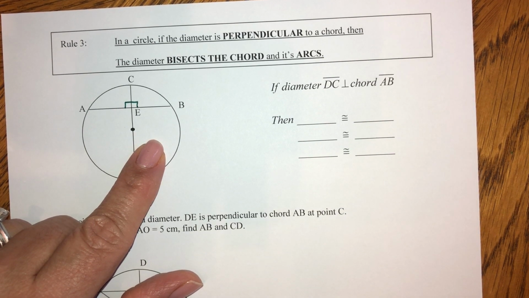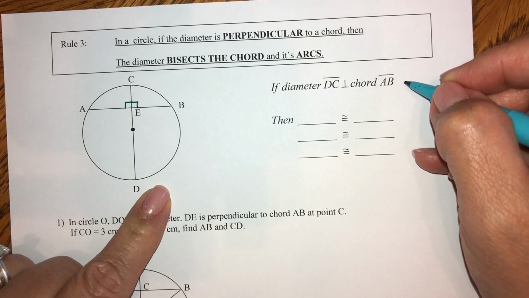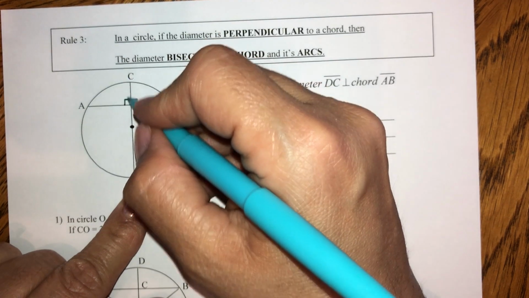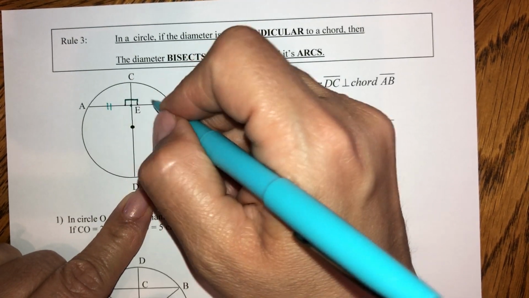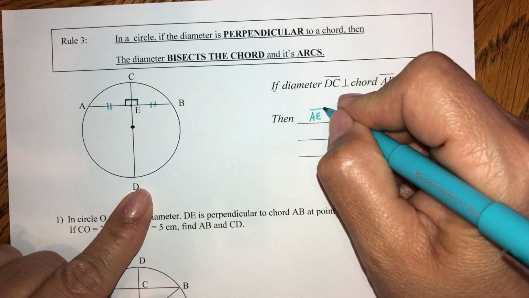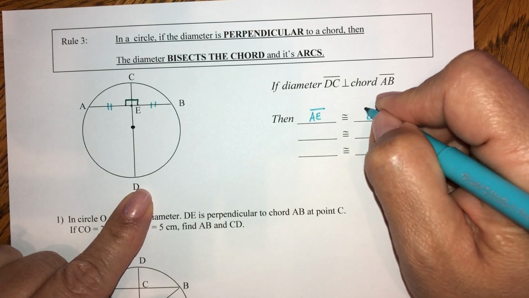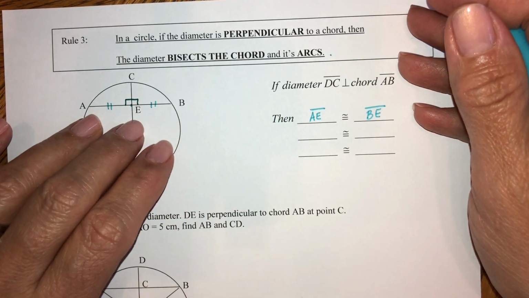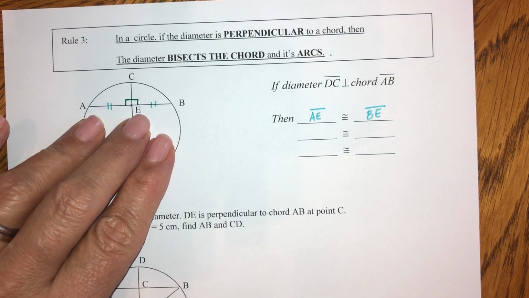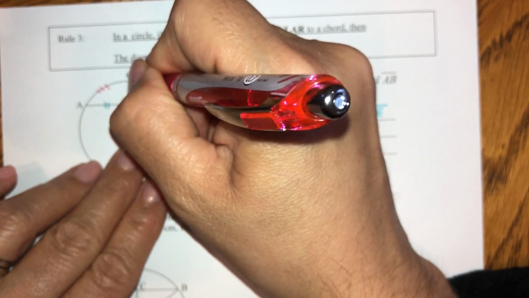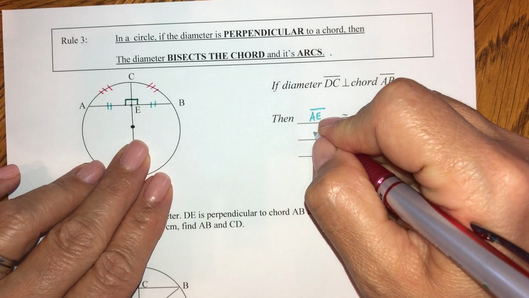So what that means is, in this particular problem, if diameter DC is perpendicular to chord AB, then where this diameter hits this chord, it breaks the chord into two congruent segments. So I can say that AE would be congruent to BE, and it also bisects the arcs that are created. So this chord here is creating one arc up here on this side from A to B. That means that arc has been bisected, so I'm allowed to say that arc AC is congruent to arc BC.